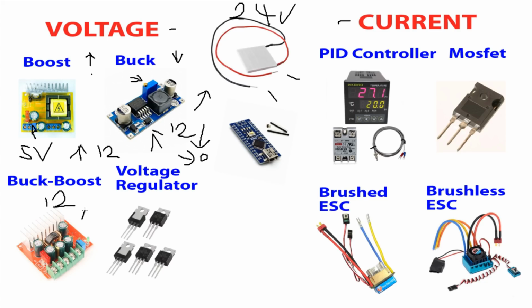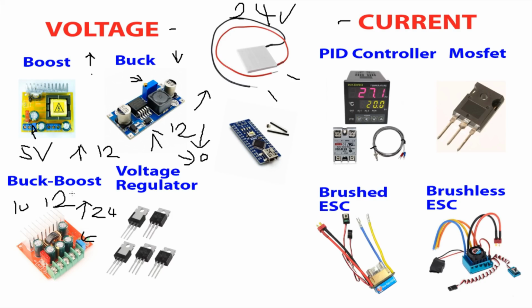This will then boost this to 24 volts. Obviously you can adjust the output voltage, but let's just say 24. Now the cool thing about a buck-boost controller is what happens if the power drops. So if the power drops down to 10 volts, it'll still boost it up just like the boost controller.